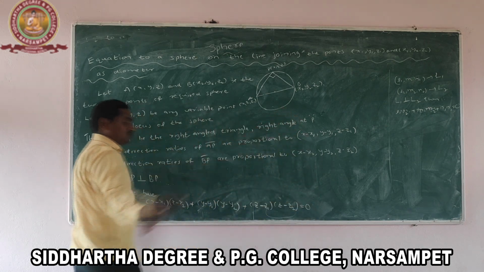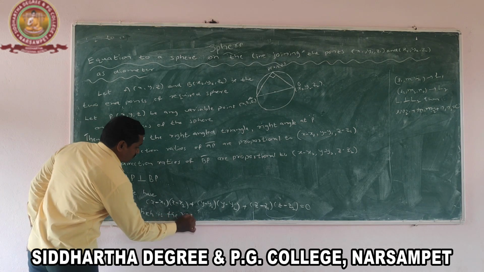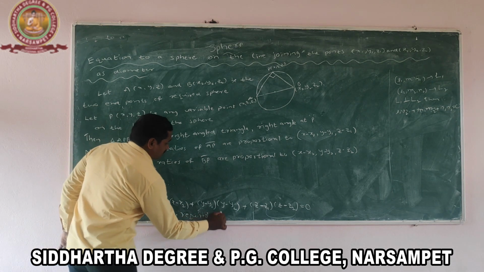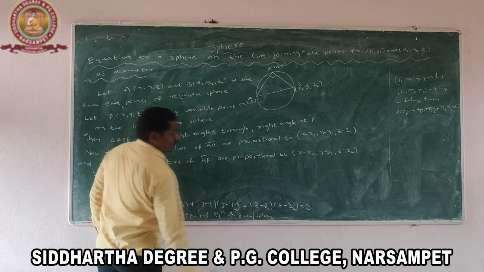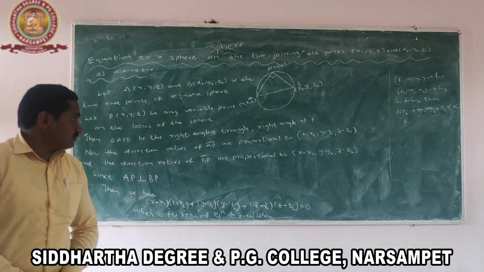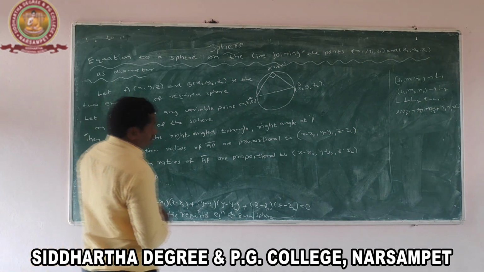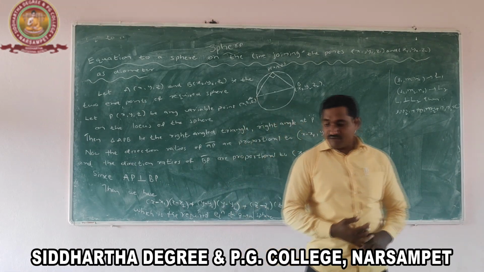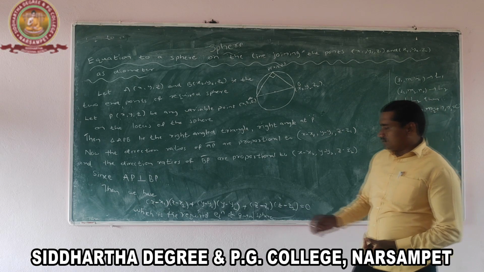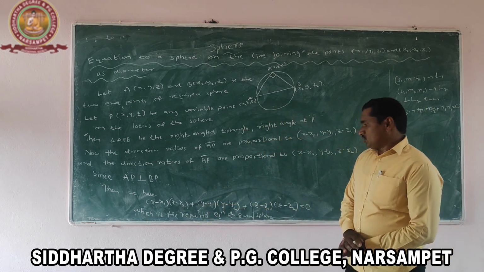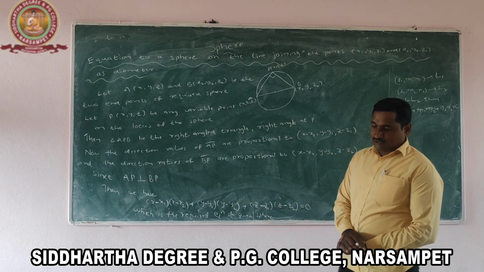equal to 0, which is the required equation of the given sphere. So when we have x1, y1, z1 and x2, y2, z2 as the two endpoints of a diameter of the given sphere, then the equation of the sphere is x minus x1 into x minus x2 plus y minus y1 into y minus y2 plus z minus z1 into z minus z2 equal to 0, right?